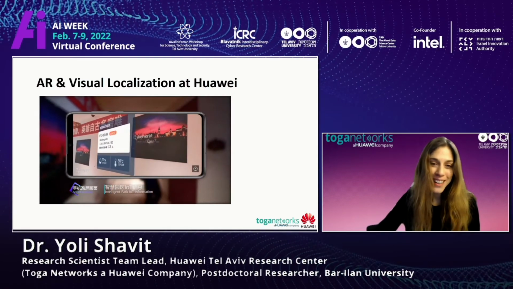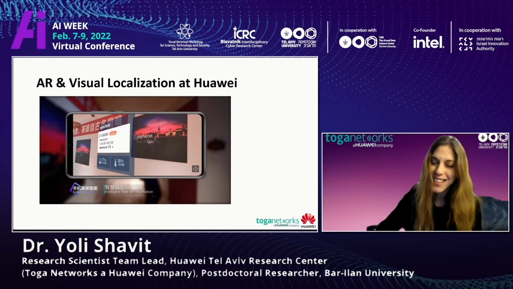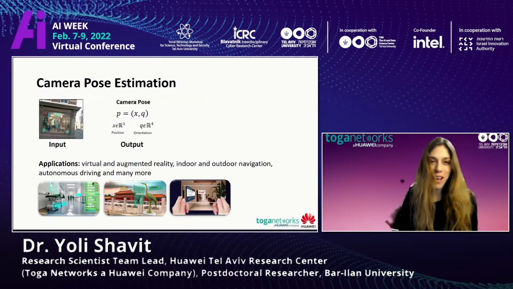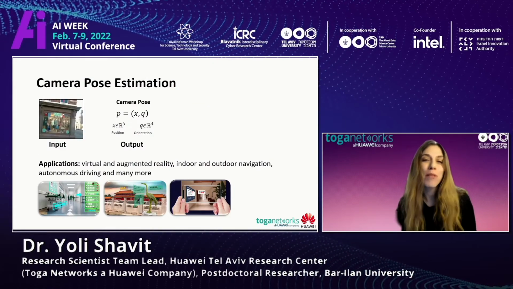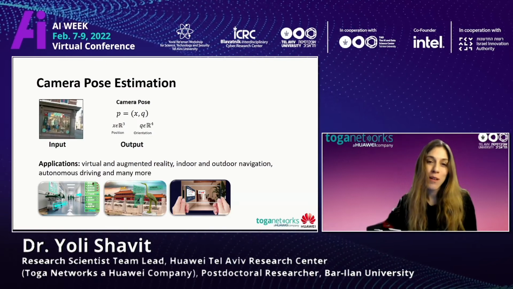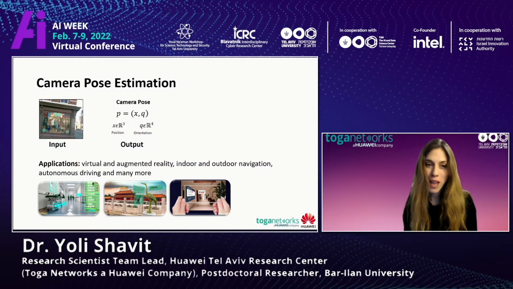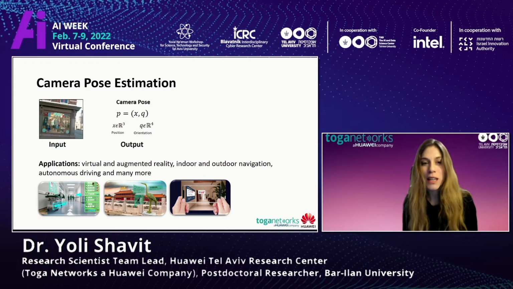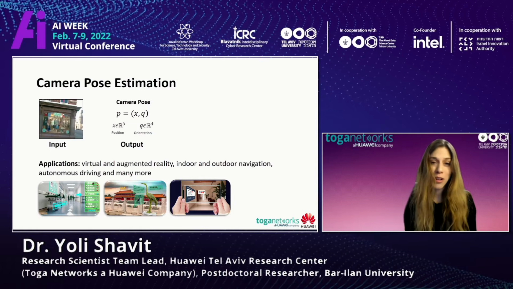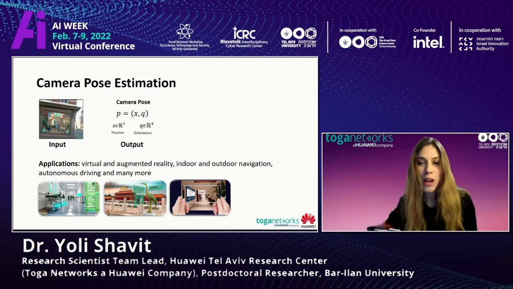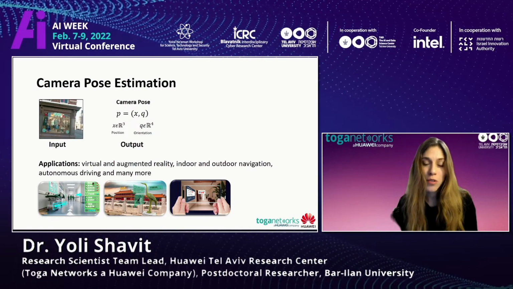Okay, so now that you had a taste, let's go technical. Camera pose estimation is a key problem in computer vision, which amounts to finding the position and orientation of the camera from the captured image. It has applications to virtual and augmented reality, like you just saw, indoor and outdoor navigation, autonomous driving, and many more.